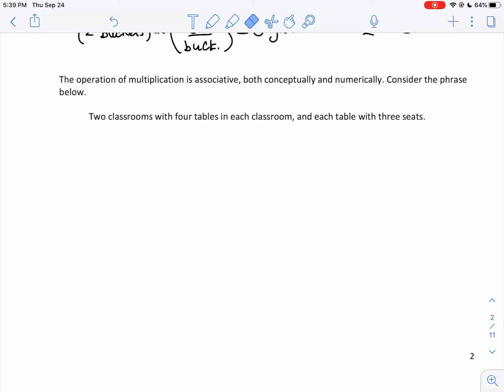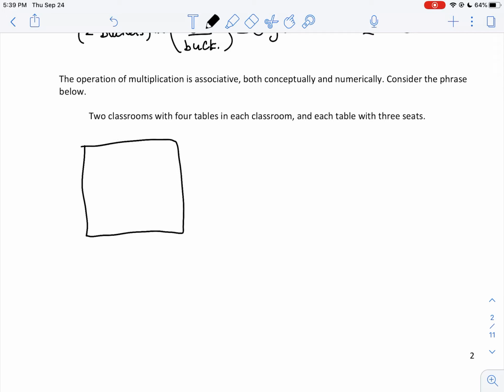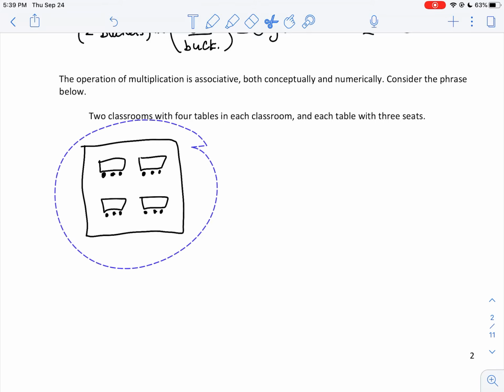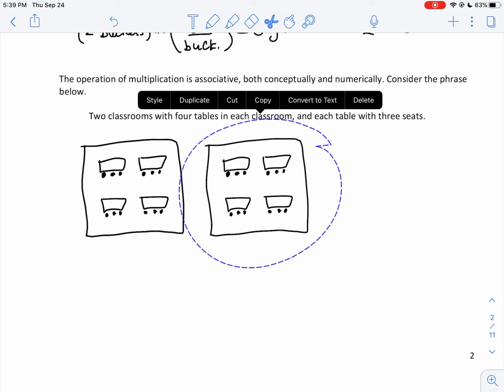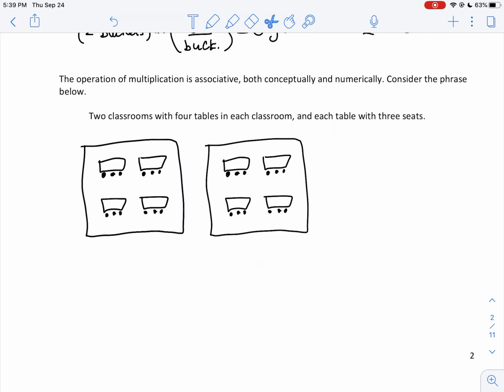Consider the phrase below. So we have 2 classrooms with 4 tables in each classroom, and each table has 3 seats. Okay, so let's do a visual of this. I'll just do one classroom. There's 4 tables in it. I'll do little boxes in there for the tables. And each table is 3 seats. So I'll do dots for the seats. Okay, now we had 2 of these, so I'm going to just go ahead and copy and paste this. So here's 2 classrooms with 4 tables in each classroom, and each table with 3 seats.